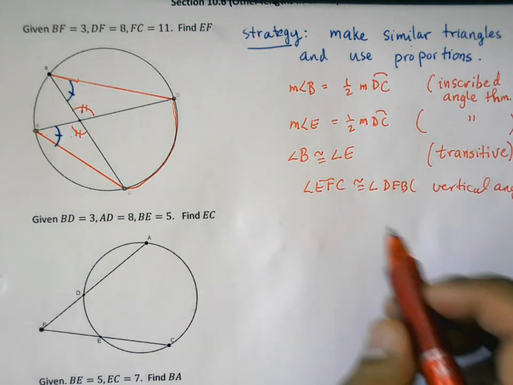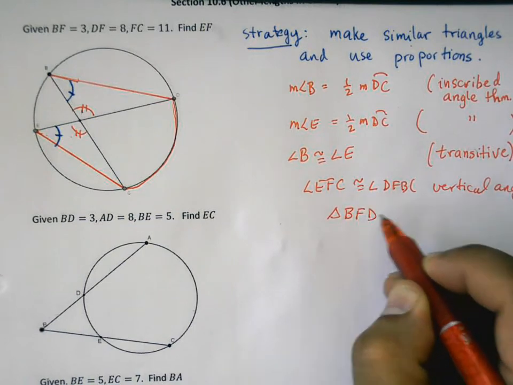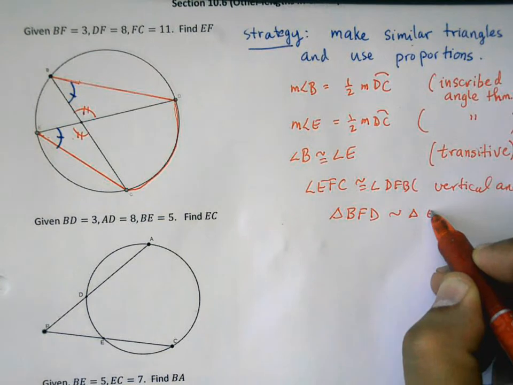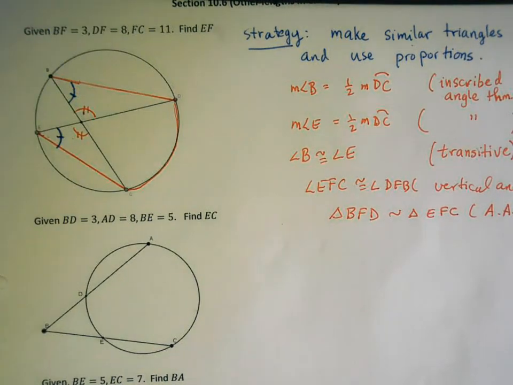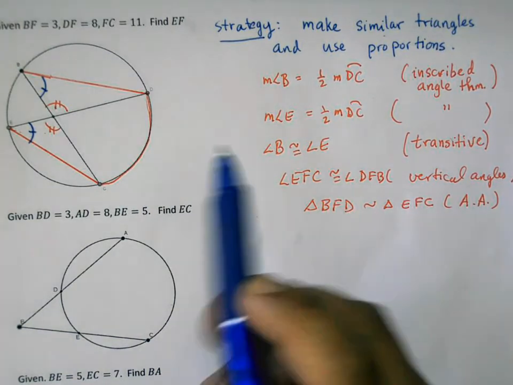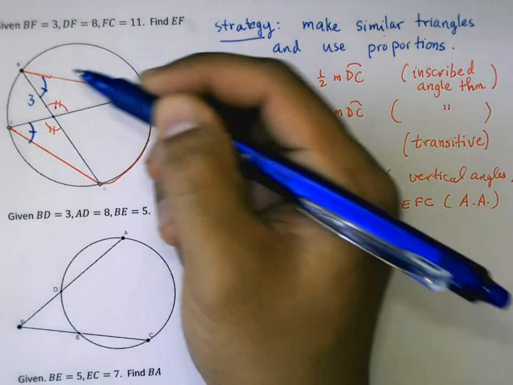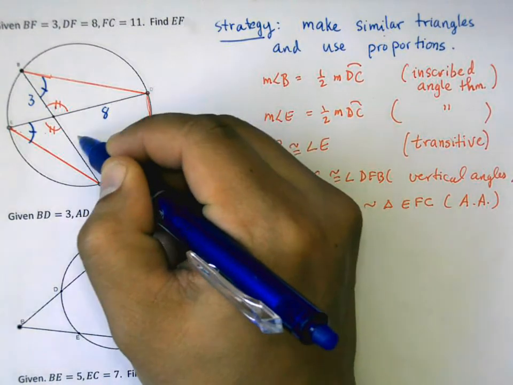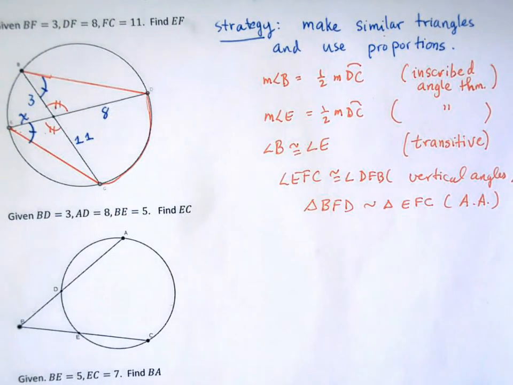So to finish this problem, we know that the two triangles must be similar. Triangle BFD must be similar to triangle EFC by the angle-angle postulate. If two sets of angles are congruent, then the triangles must be similar. And from here, solving our problem gets much more straightforward. So now I'm going to fill in the picture with the values that are given. BF is equal to 3, DF is equal to 8, FC is equal to 11, and we want to find EF. So we'll call this X.